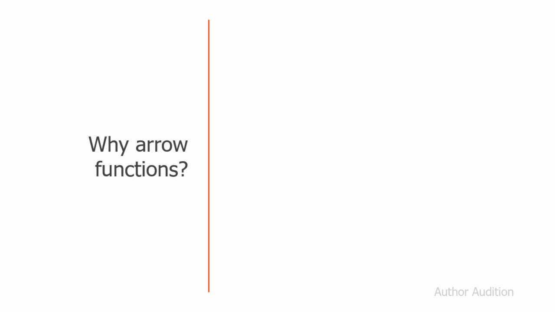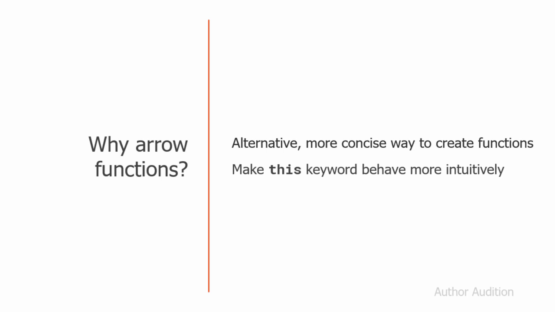Arrow functions serve two main purposes. Firstly, they afford an alternative, more concise syntax for defining functions, which can improve the readability of your code in certain scenarios. Additionally, and perhaps more importantly, arrow functions make the this keyword behave more intuitively in certain situations via something called lexical binding. Now, I'm going to talk more about how arrow functions tackle the this keyword towards the end of this presentation. First though, I want to illustrate for you what an arrow function looks like as compared to a traditional function expression.